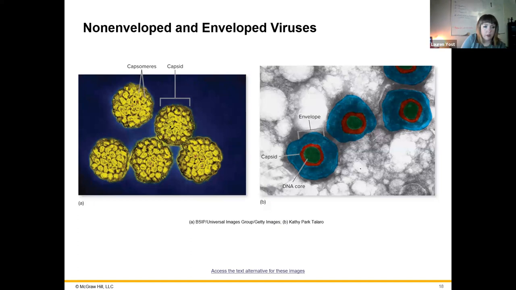Just looking at some non-enveloped and enveloped viruses again, with a little bit of color there, you can see the difference and see the capsid that's in there. You can almost see that icosahedral shape. This is where the genome is inside of that. That's our nucleocapsid, and then outside is the envelope. Kind of cool.